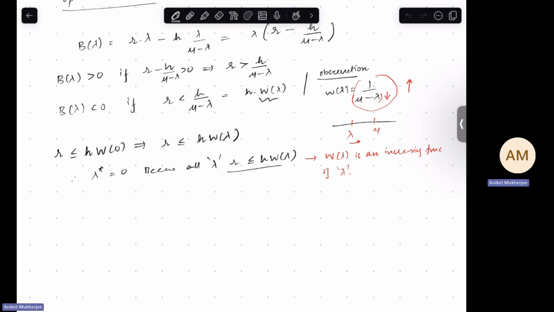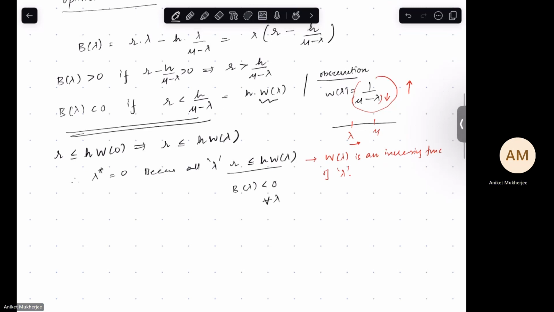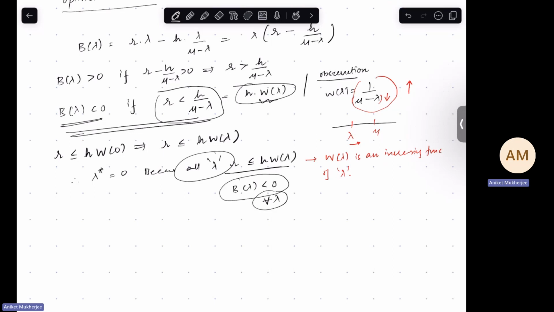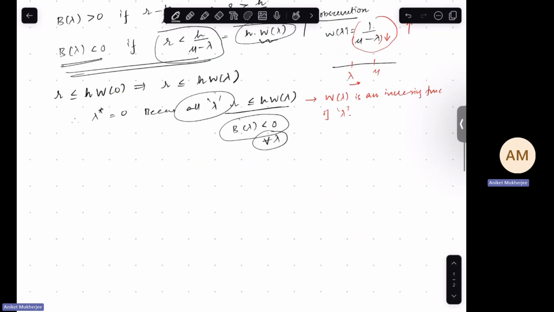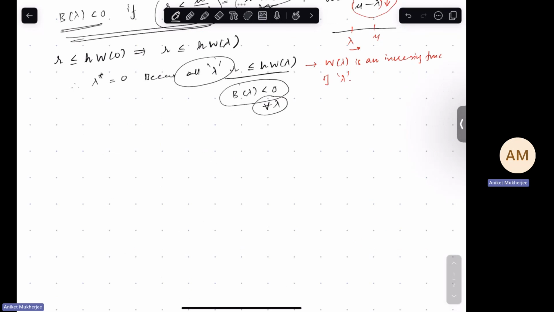And when this happens, then B(lambda) is less than 0 for all lambda, right? From this, if R is less than H by (mu minus lambda), which is H times W(lambda), then we know that B(lambda) is less than 0. So if R is less than H W(lambda) for all lambda, then B(lambda) is less than 0 for all lambda. And if B(lambda) is less than 0 for all lambda, then the maximum B value that you can achieve is 0. So let me draw one more time.